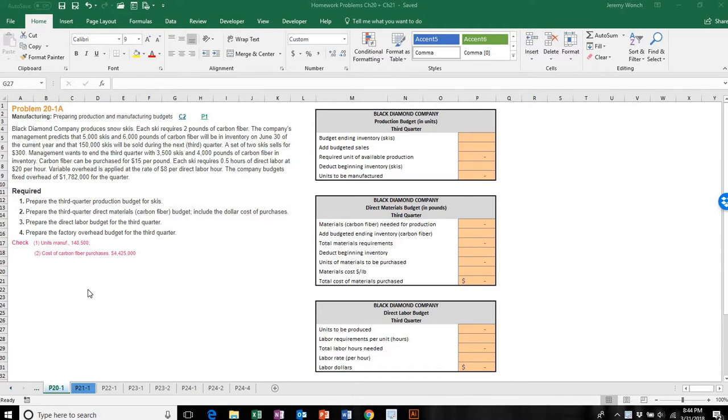So in problem 20-1, we're going to start talking about budgets. Budgets are just a plan that we're going to have for the next upcoming month, next upcoming quarter, next upcoming year, however we want to set it up. In this problem, we're going to specifically look at the manufacturing budget, and that's kind of the core of most budgets.